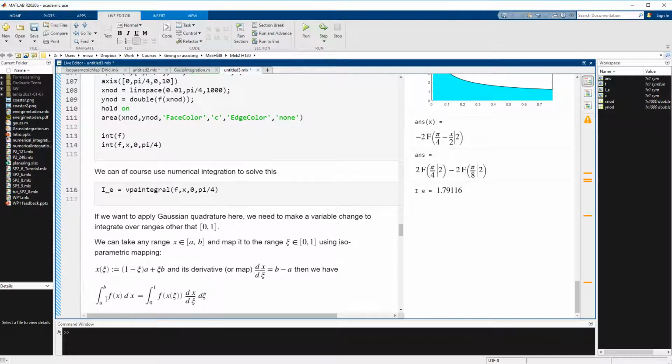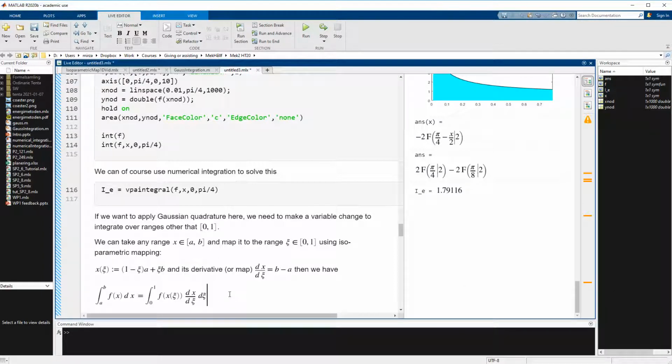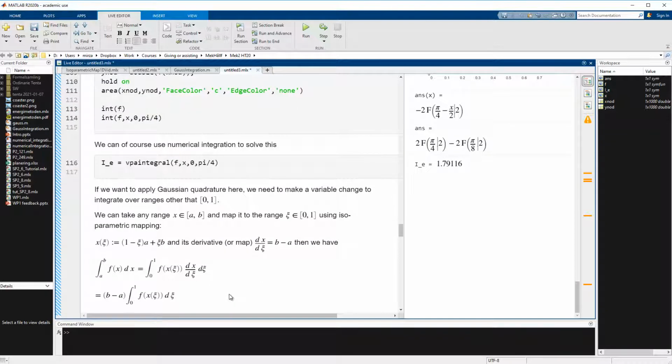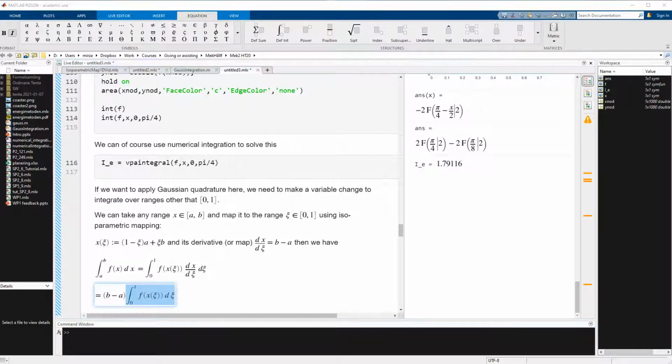So we have our integral f of x dx, from any range a to b, and this is exactly the same as the integral 0 to 1 of f of x of xi, multiplied with the Jacobian dx/dxi times dxi. And this will yield the following, because dx/dxi is b minus a, this thing is equal to b minus a times the integral 0 to 1, because b minus a is not dependent on xi in any way. We can move it outside, and this is what we have. All right, now we can just apply Gauss to this integral.